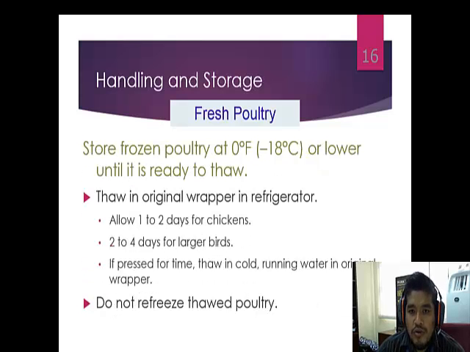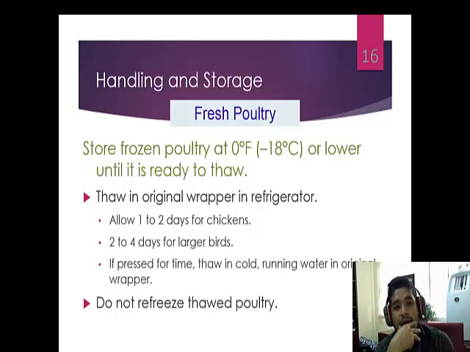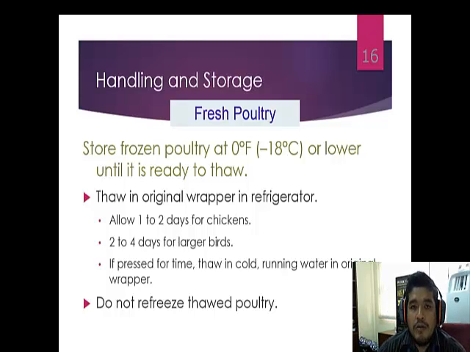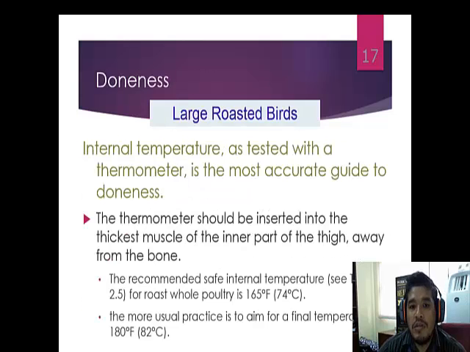Frozen poultry should be stored at 0 degrees Fahrenheit or negative 18 degrees Celsius until it is ready to be thawed. Thaw it in its original wrapper in the refrigerator. Remember that we have three types of thawing methods: in the refrigerator, in the microwave, and under running water. Do not refreeze thawed poultry, because it can lead to food poisoning.